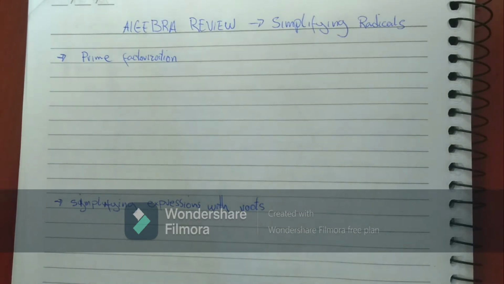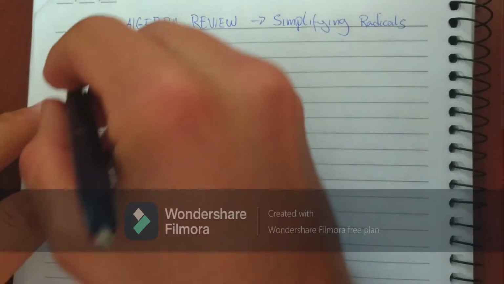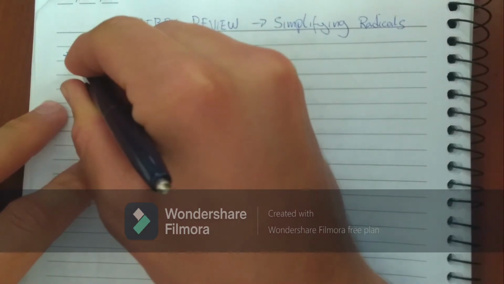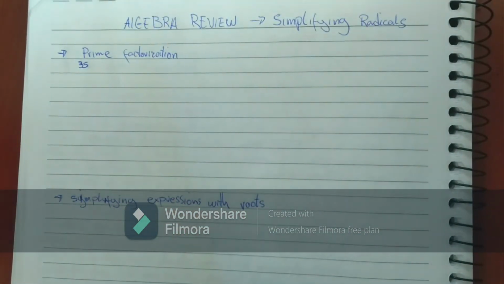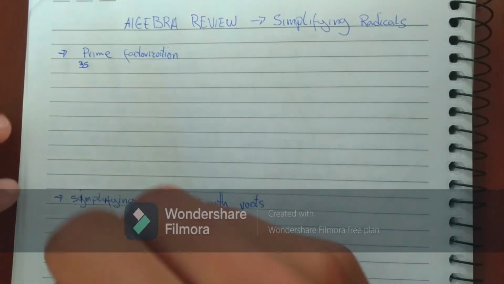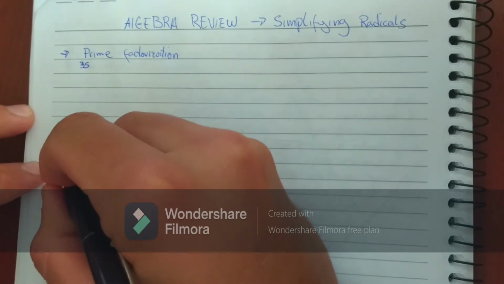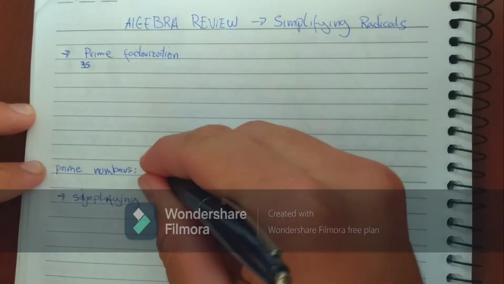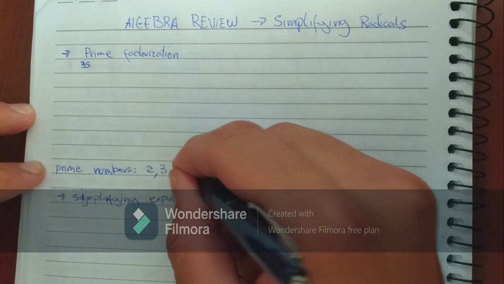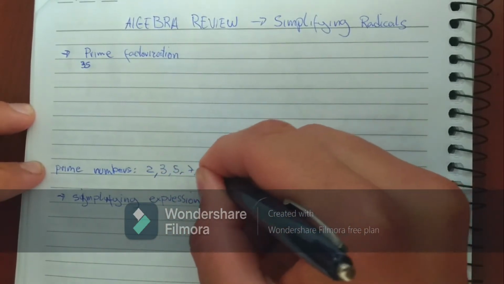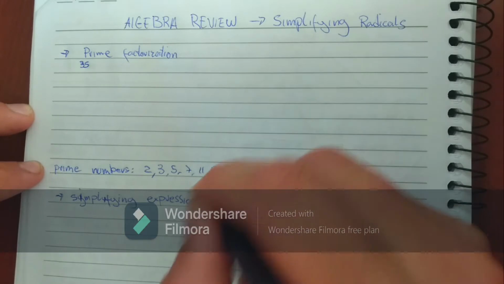So let's start with our prime factorization. What we want to do here is to find the prime numbers that if we multiply, we get our initial number. So let's go for an example, number 35. We have here number 35, okay? 35, we want to find its prime factors. So first we have to list our prime numbers. Our prime numbers are 2, 3, 5, 7, 11, 13, and so on.